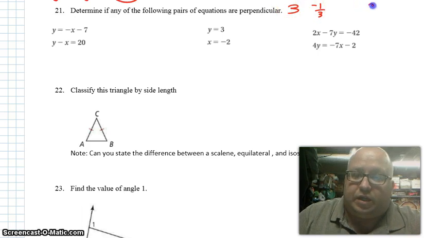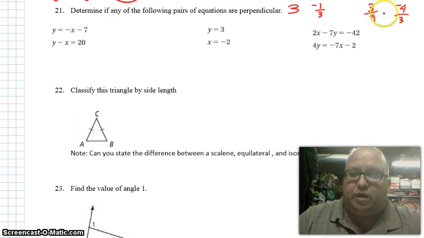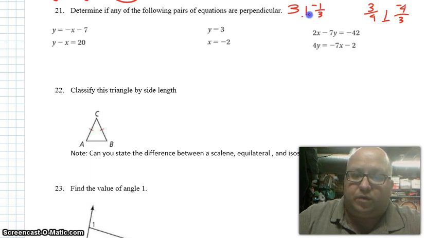One is always going to be positive and one is negative. Another example would be like this. If it's 3 over 4, then the perpendicular slope's got to be negative 4 over 3. See, those two are perpendicular.